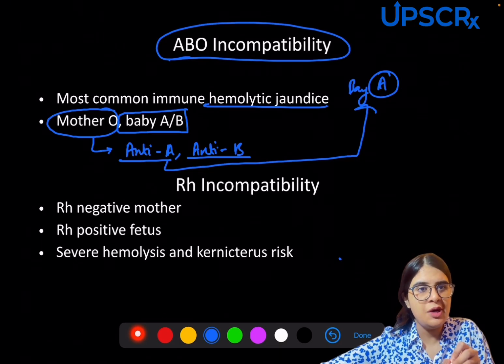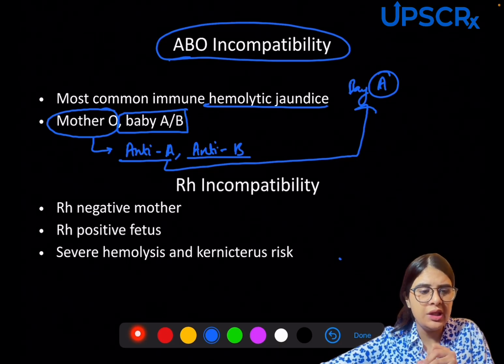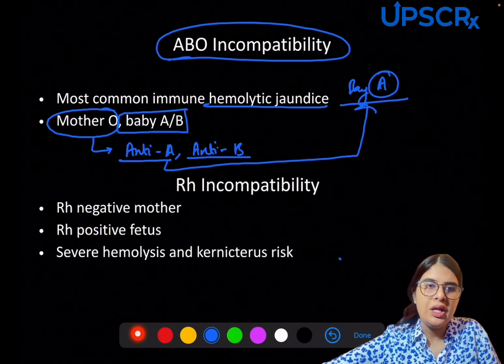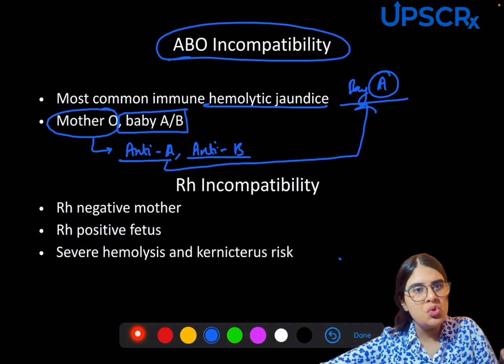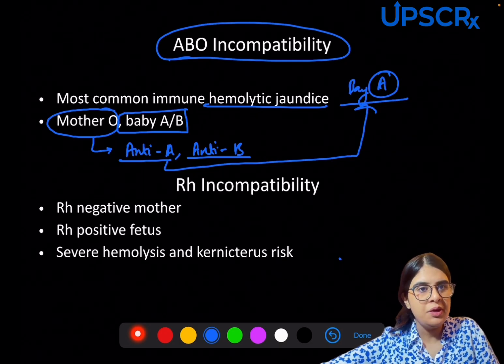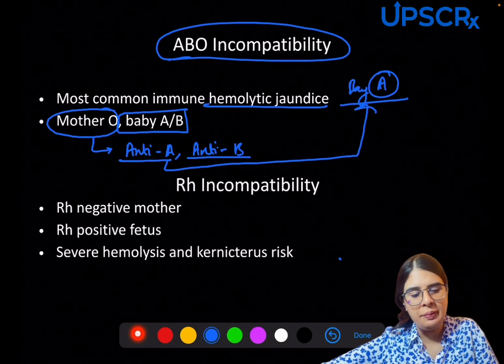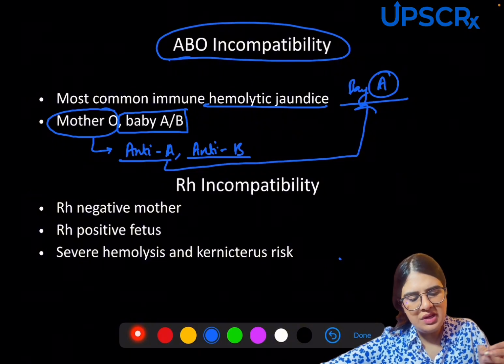So if the baby has blood group A or B because of the father, then what will happen? There can be ABO incompatibility, right? But usually this does not happen because mostly the antibodies which are produced are IgM. Okay, so majority of the times it does not happen.